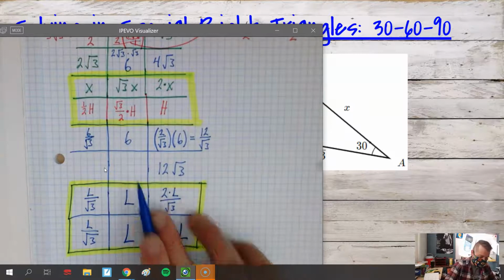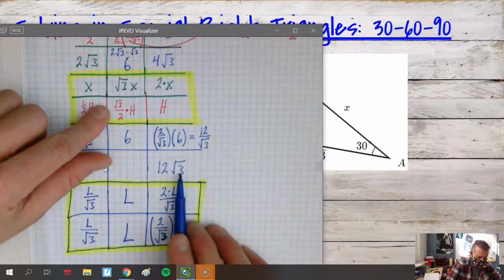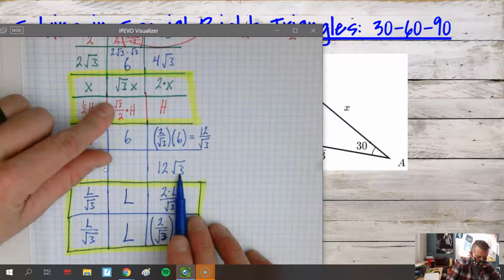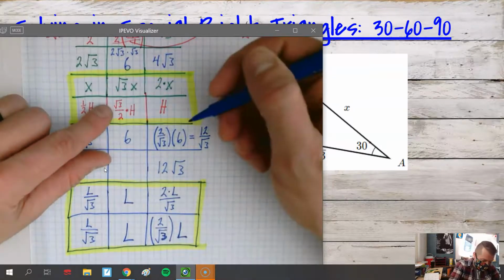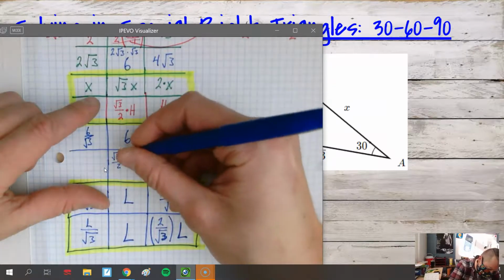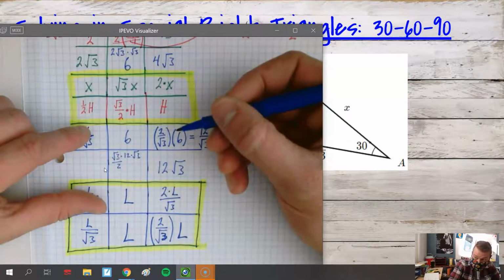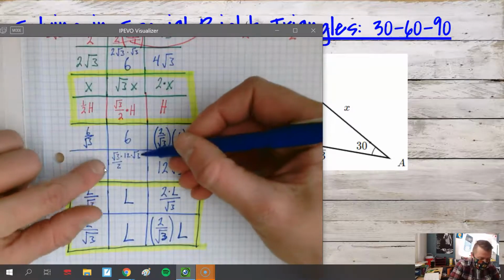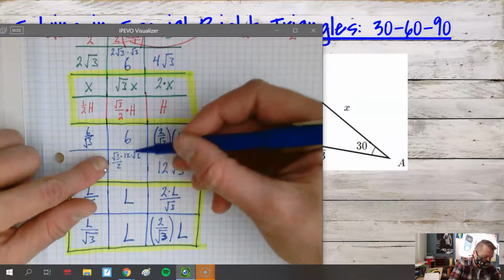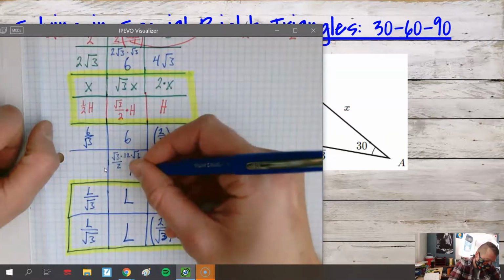What about this? What's our long leg? Crap, they gave us the hypotenuse. Let's write it out, right? So we have a 12, a radical 3, and a radical 3 on top. So the radical 3's cancel. What's 3 times 12? Divide by 2? 18.